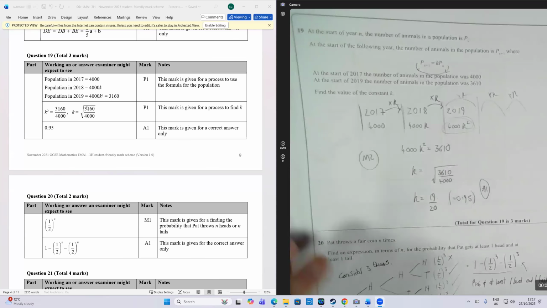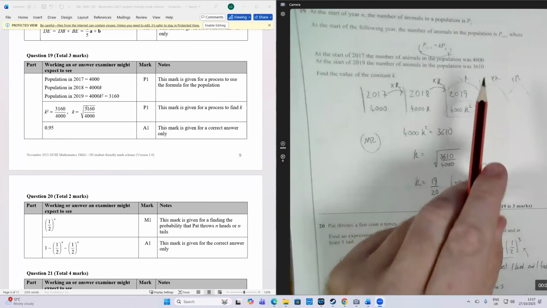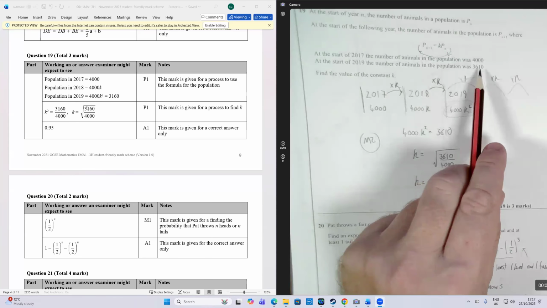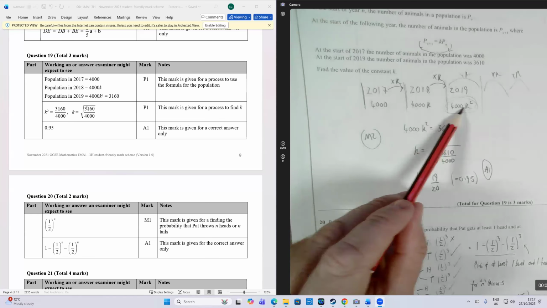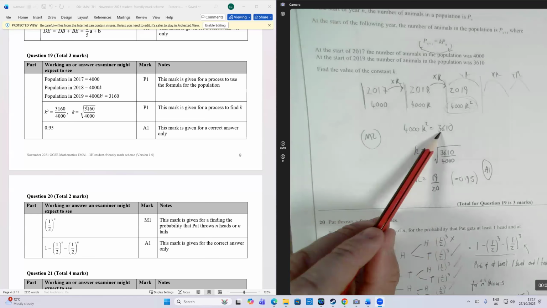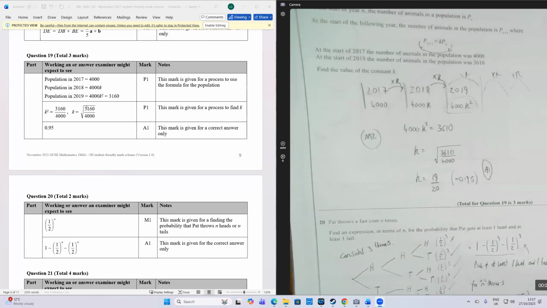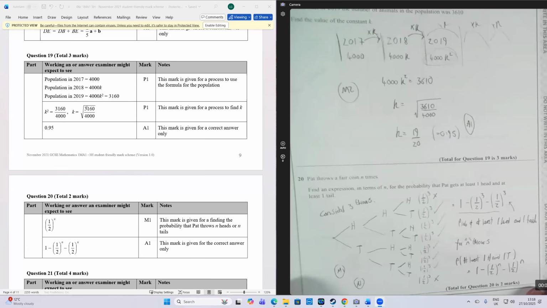Now we're told that at the start of 2019, there were 3,610 of the animals. So we can form an expression and solve it now. So our 4,000 k squared is in fact equal to 3,610. So we divide both sides by 4,000 and square root it, and that's going to give us our value for k. And it turns out that k in that case is 0.95, or as a fraction, it is 19/20. A little bit of a confusing question, that one, I agree.